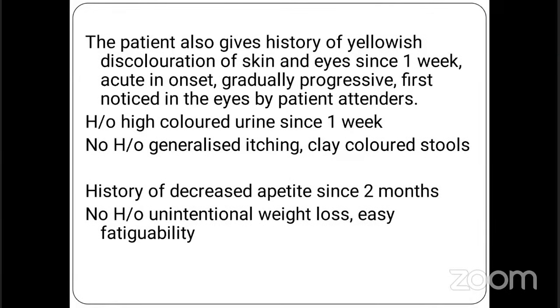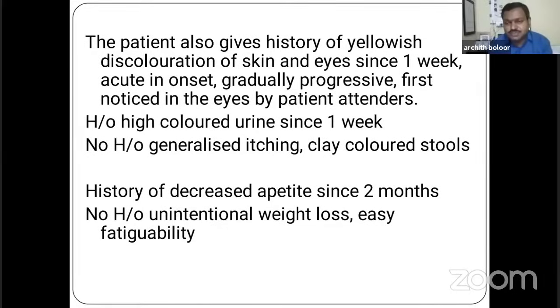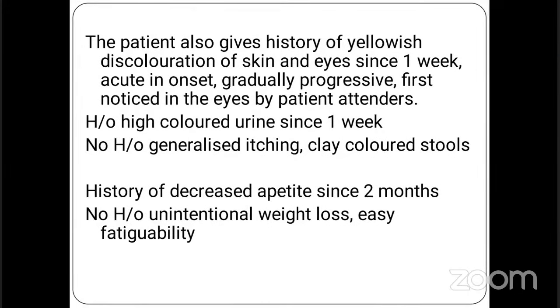To rule out obstructive jaundice. Okay. To rule out whether it's an obstructive jaundice. So that's not there. So based on your history, what type of jaundice is this? As of now, based on whatever we have discussed, it looks like hepatocellular jaundice. Okay, fine.